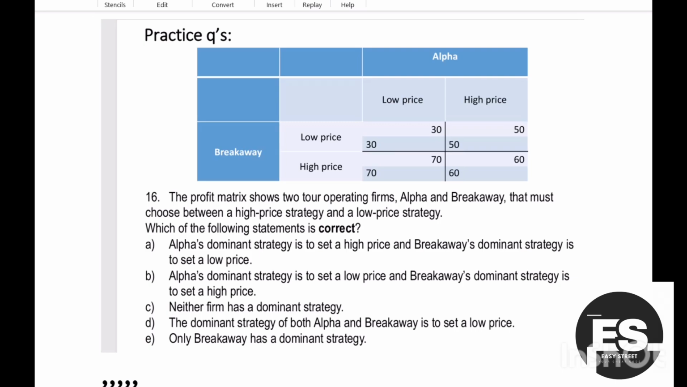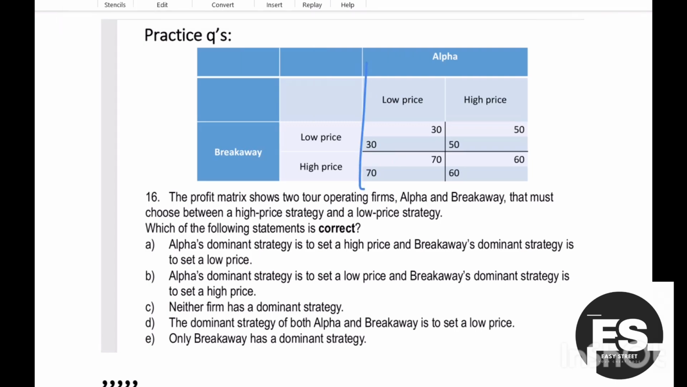if breakaway, what will breakaway do if alpha chooses a low price? Well, if alpha chooses a low price, also let's not forget, breakaway, the side on the left, is always represented by the bottom columns. Okay, in this case, yeah, it's rectangle. And the company on the top, which is alpha, will be represented by the top half. Okay, these top rectangles.